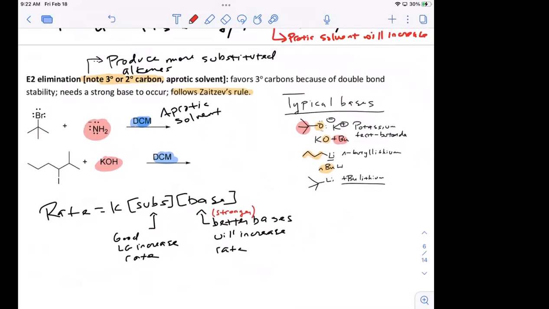Aprotic solvent. Why is it important? Why do you think it's important to have an aprotic solvent? What if you do this in water? What do you think is going to happen?